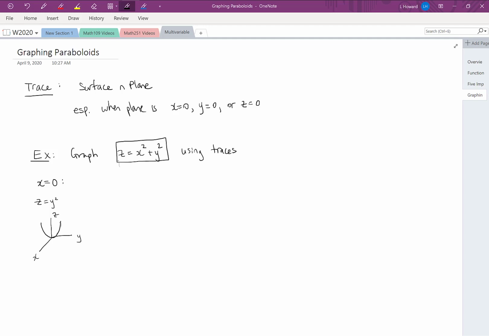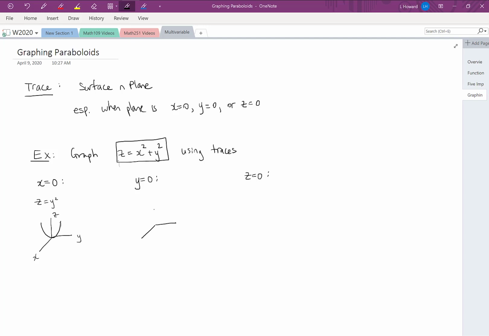So that gives us one perspective on our surface. That's saying this curve here, this parabola that we've drawn, lies on our surface. But we could think about the other traces as well. So we're going to see what happens when we set y equals 0, and what happens when we set z equals 0. And that's going to give us more information about what our surface looks like. Then we can put all that information together into a nice sketch.